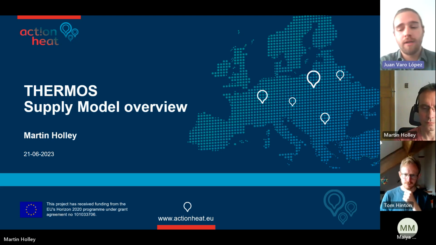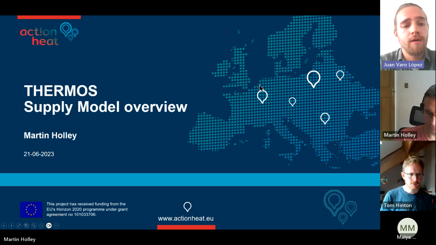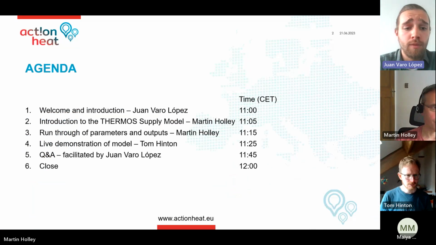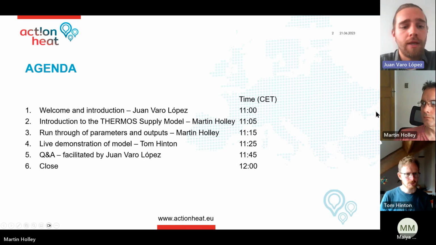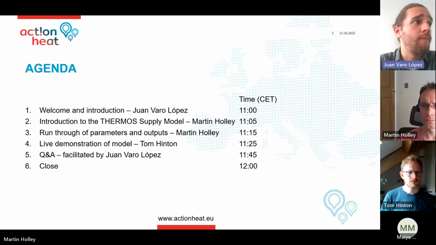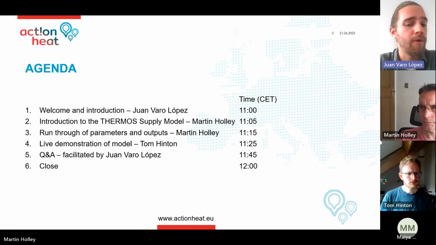Basically, the agenda that we have for today, you can go to the next slide, please, Martin. Will be basically an overview on the functionalities of the tools. First, an introduction to the thermal supply model, and then the run through of parameters and outputs, which will be done by Martin. As I already mentioned, covering it from a more technical perspective, and then we'll have the demonstration of the model done by Tom.